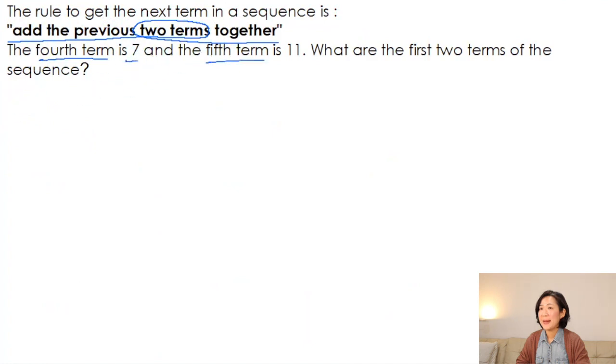That is our pattern. What we need to do is, we know that the fourth term is 7 and the fifth term is 11. So using these two clues, we figure out the first two terms, our first term and second term. Let's write them down and organize all of this information. Fourth term is 7. Fifth term is 11. Now let's go back to the pattern. It says what we need to do is add the previous two terms together.